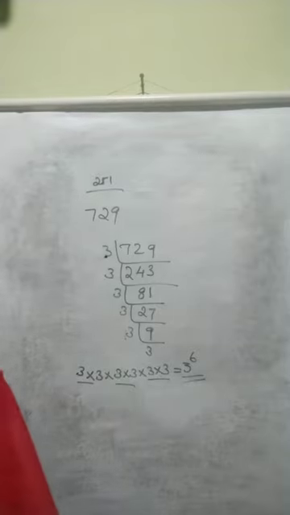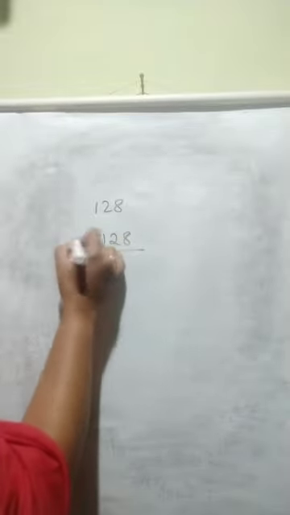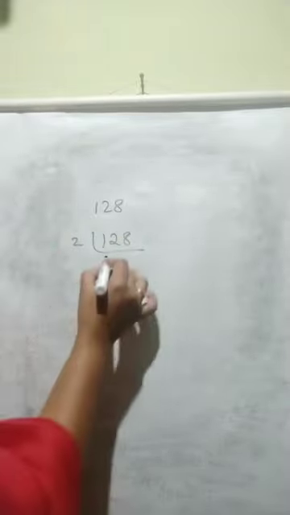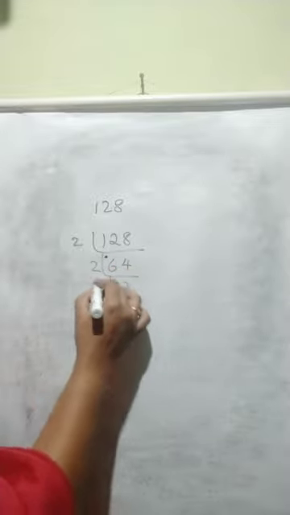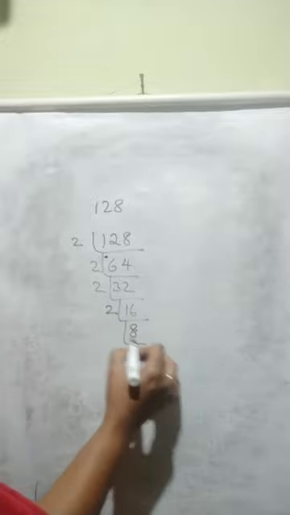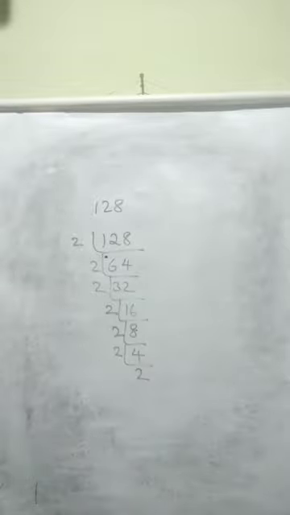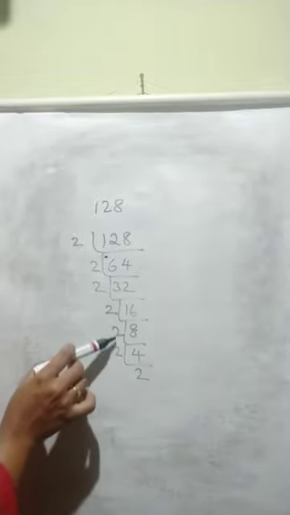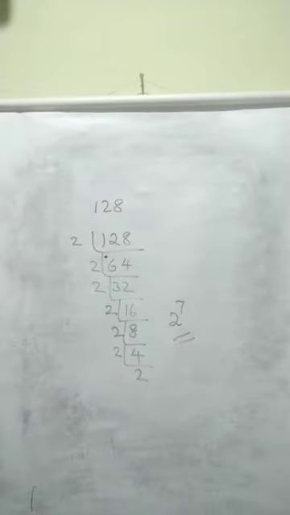Next question is 128 as a power of 2. So 128 we can divide by 2, an even number. Then 64, again by 2, 32, then by 2, 16, again by 2, that is 8, by 2, that is 4, again by 2, 2 will be there. So 1, 2, 3, 4, 5, 6, 7. So 2 raised to 7 is the answer.